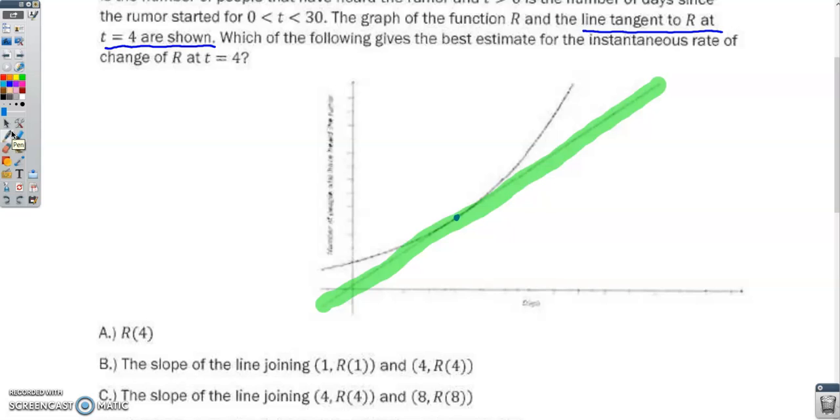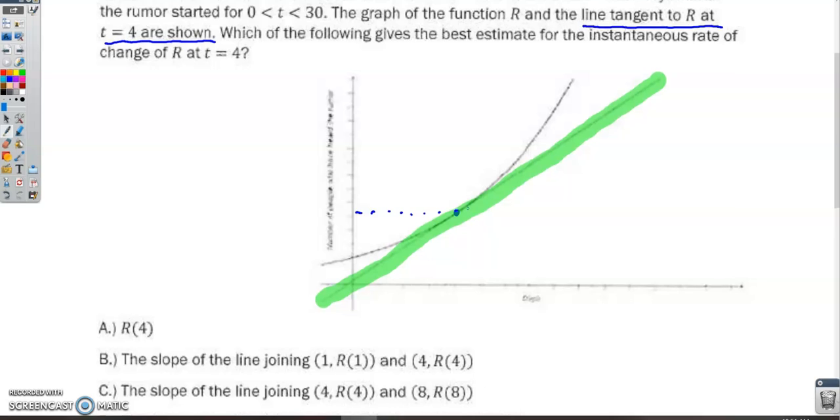So how are we going to best estimate it? Well, let's look at our choices here. Part A, r of 4. Does the value of the function at that point do a good job of representing the slope? I mean, it might coincidentally come close to it, but I highly doubt it. Really, there doesn't seem to be much of a connection at all between that value and the rest of the values that we could possibly consider.